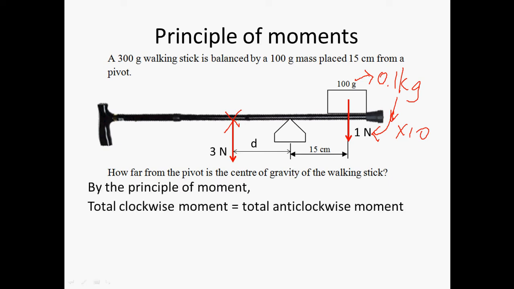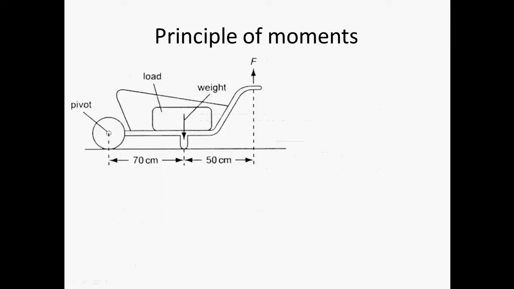First of all, write down the statement. The clockwise moment will be 1 times 15, while the anti-clockwise moment is 3 times d. So the answer is 5 centimeter away from the pivot. Okay, so let's try the next question.